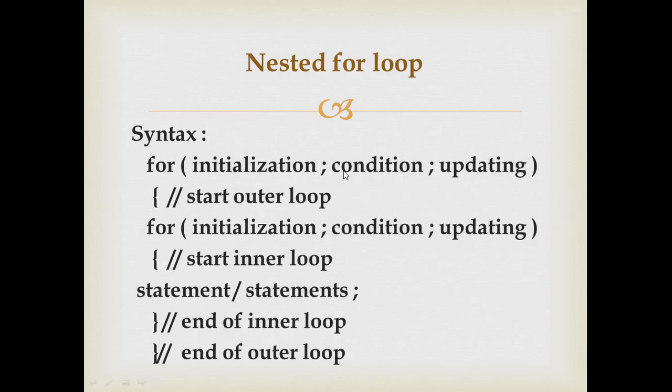If the condition is false, the inner loop is skipped from execution. Also you can see that for each iteration of the outer loop, the inner loop iterates till the condition is false. That means if the condition of the outer loop is true, then the inner loop executes and cycles until the condition of the inner loop becomes false.